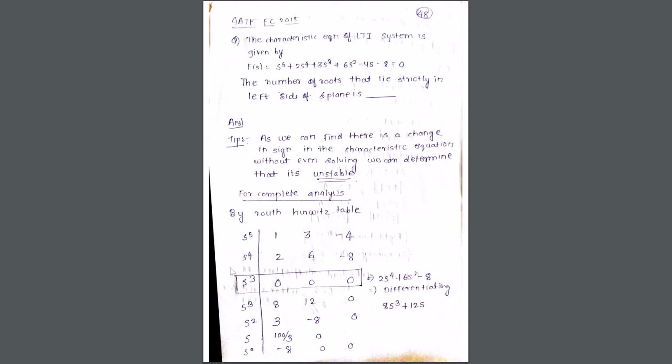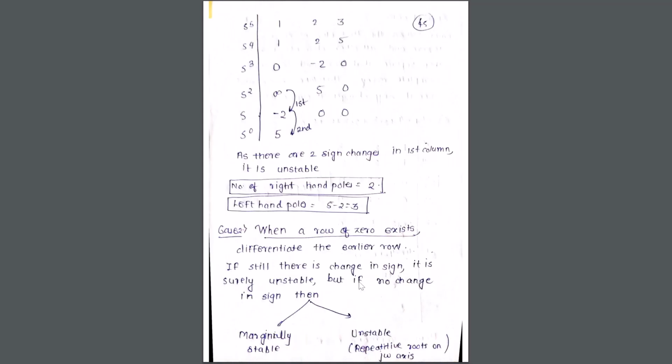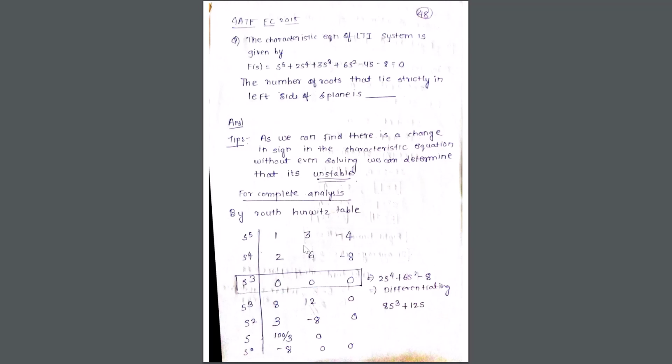So we are creating the Routh-Hurwitz table here, where we have s raised to 5 and s raised to 4. We are taking all the alternate terms one after the other and solving. If you see, s cube turns out to be a row of 0. That is my case 2. So we are going to take the earlier equation, 2s raised to 4 plus 6s square minus 8, and differentiate it to get 8s cube plus 12s. I'm writing it here and solving my equation further.